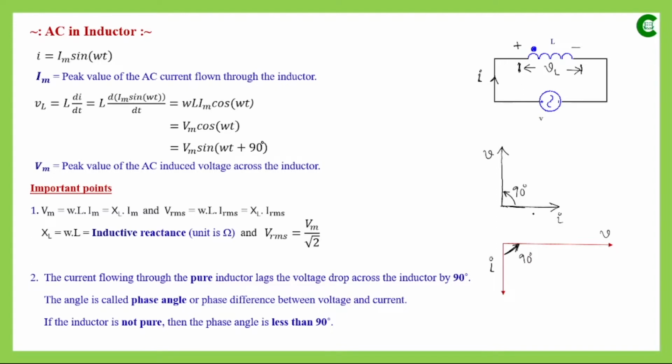But this is true only for a purely inductive circuit. If with that inductor we have a resistor connected in series, that doesn't work as a pure inductor, rather it will be an impure inductive circuit, or we can say a series RL circuit. And in case of a series RL circuit, the phase difference between voltage and current is no more 90 degree, rather it is less than 90 degree, and that we will see next.